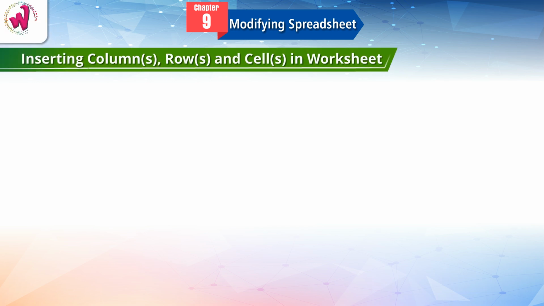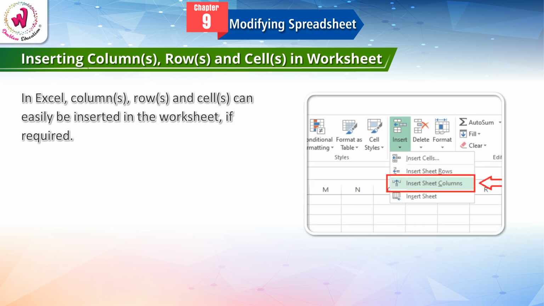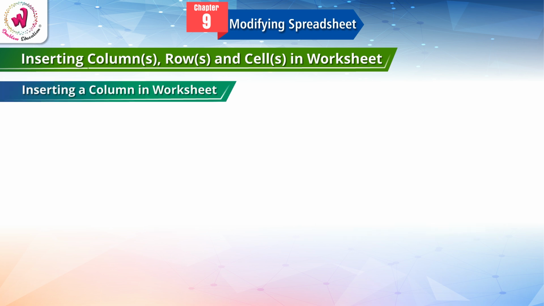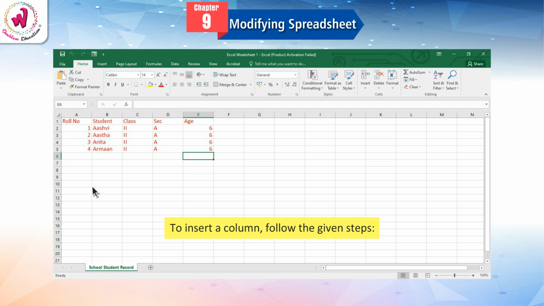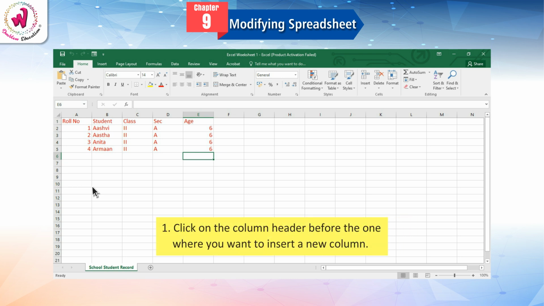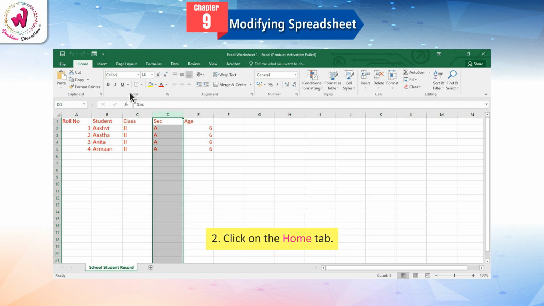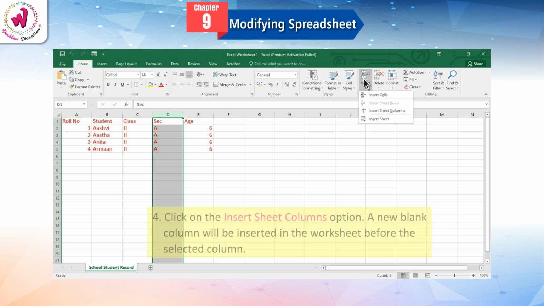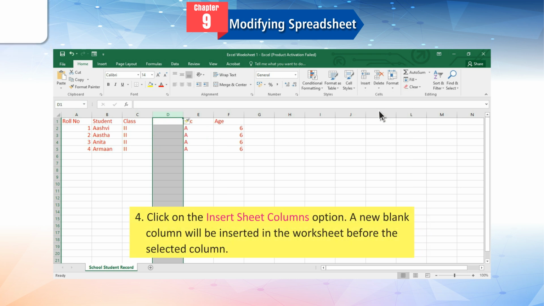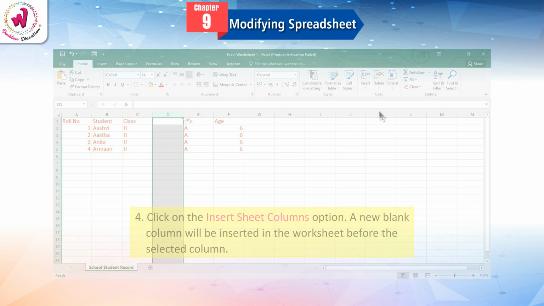Inserting column or columns, row or rows and cell or cells in worksheet. In Excel, column or columns, row or rows and cell or cells can easily be inserted in the worksheet if required. Inserting a column in worksheet. To insert a column, follow the given steps. 1. Click on the column header before the one where you want to insert a new column. 2. Click on the Home tab. 3. Click on the Insert option in the Cells group. 4. Click on the Insert Sheet Columns option. A new blank column will be inserted in the worksheet before the selected column.